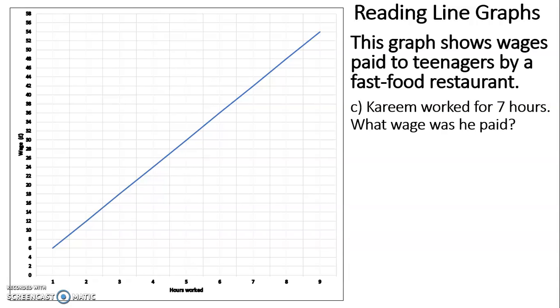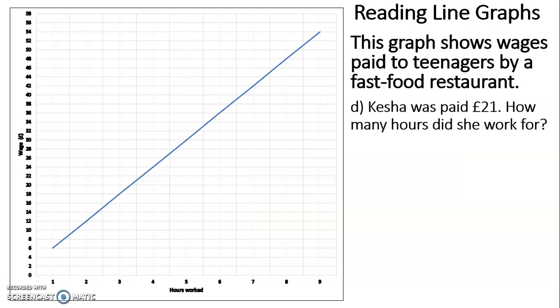C. Kareem worked for 7 hours. What wage was he paid? Ruler ready again. Find 7 hours along the x-axis. Draw a line up with our ruler till it meets the line of the line graph. And then from there, we're going to draw a line across. And we can see it meets over on the y-axis at 42. Kareem was paid £42 for his 7 hours.